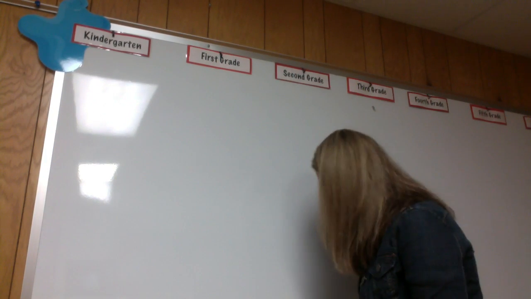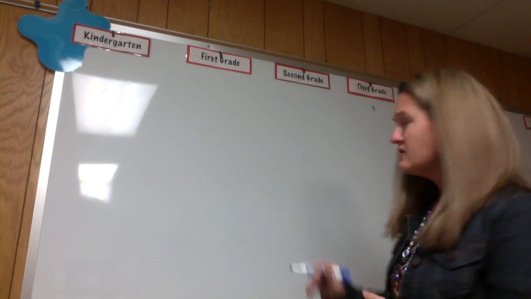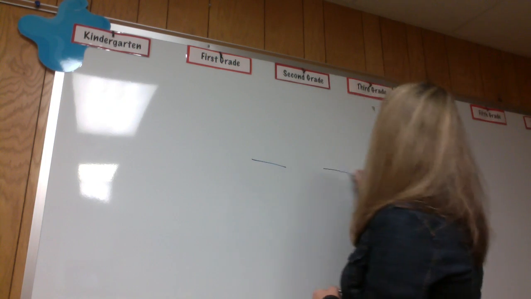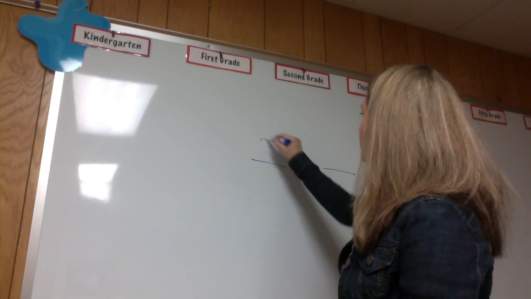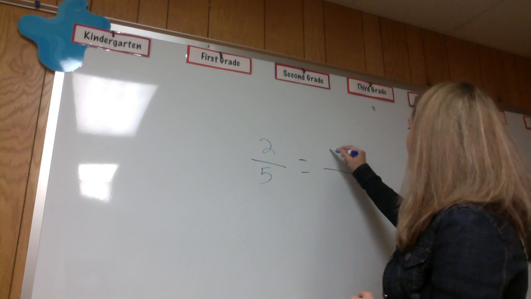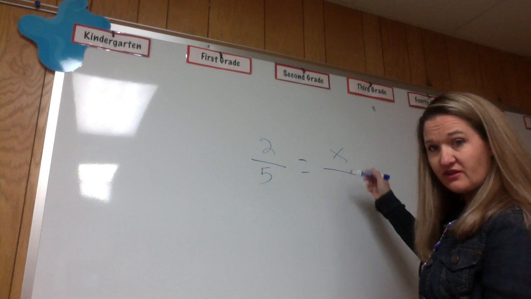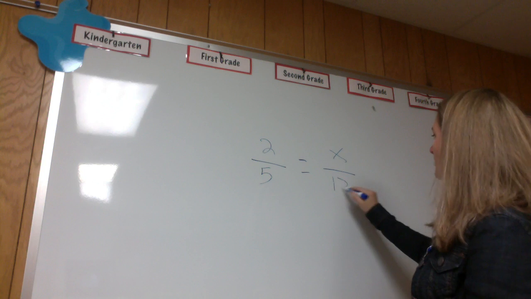percent of a number. All right. So just a quick review. In one of the previous lessons, we talked about finding cross products. So what that means is you've got two fractions, like 2/5, and then that's an unknown. We use it to figure out an unknown over 12.